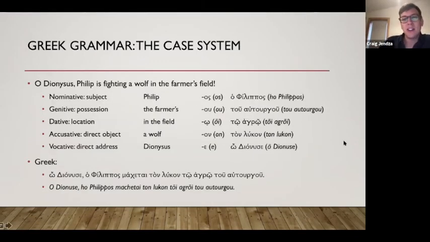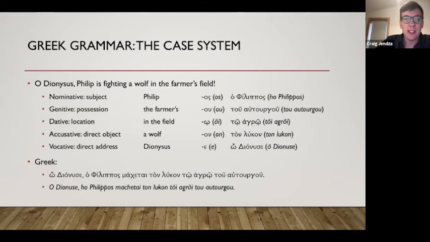Just to give you a sense of that sentence that I made up, "Oh, Dionysus, Philip is fighting a wolf in the farmer's field." Each of those nouns would be in a different case in Greek. Philip is the subject, that would be in the nominative case. The farmer's shows possession, that would be in the genitive case. In the field, that would be location, the dative case. Wolf is the direct object of the verb, and that goes into the accusative case. And if you're talking to Dionysus, which we all do, then you would put that into the vocative case and basically just put different endings on it.